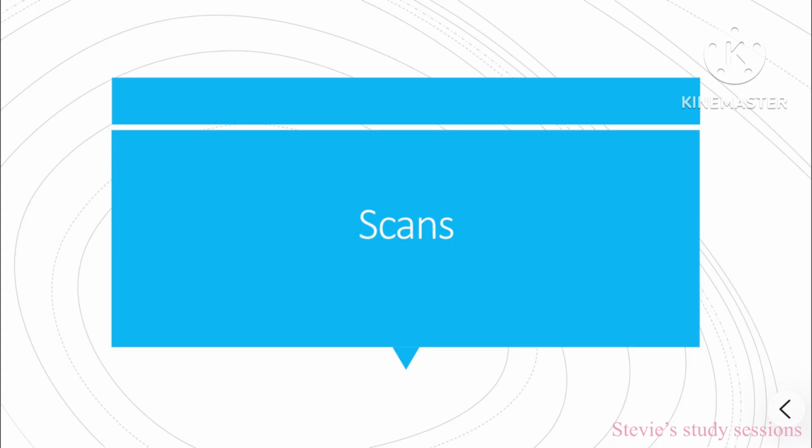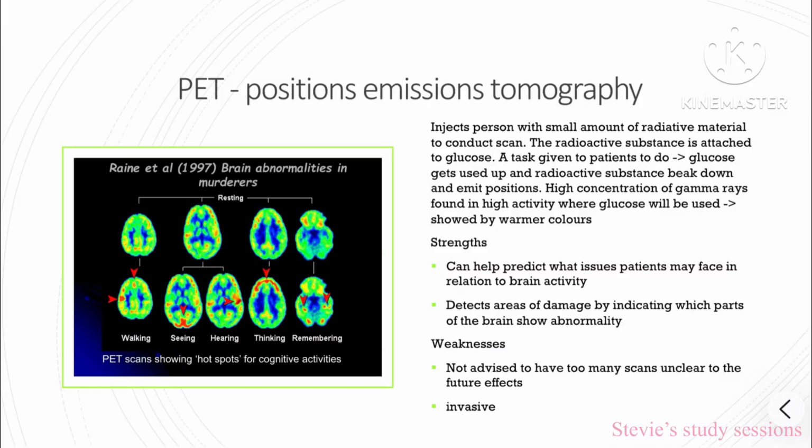Scanning. Now you need to know what scans are and the strengths and weaknesses of scanning. Scans, also known as positron emission tomography, inject a person with a small amount of radioactive material to conduct a scan. The radioactive substance is attached to the glucose. A task is given to patients to do, whilst the glucose gets used up and the radioactive substance breaks down and emits positrons. Where there's a high concentration of gamma rays, there's a high concentration of activity. This is where glucose will be used up. This is shown by warmer colours on the PET scan. You can see this on Raine's actual PET scans.